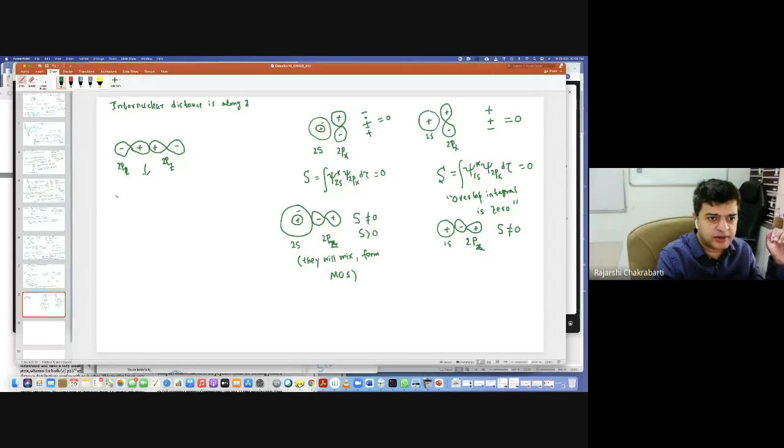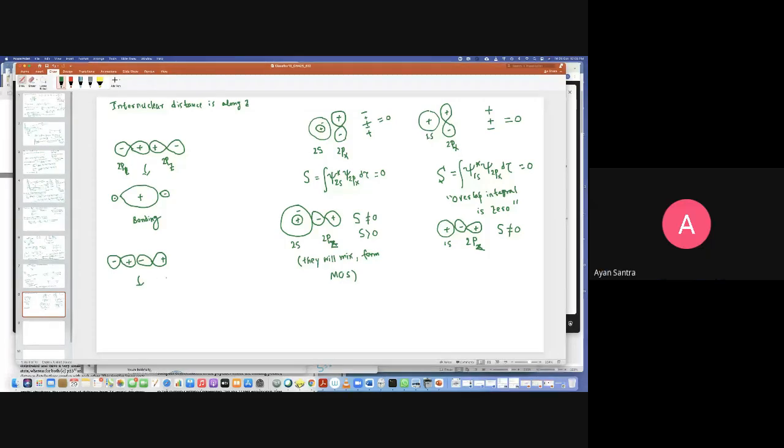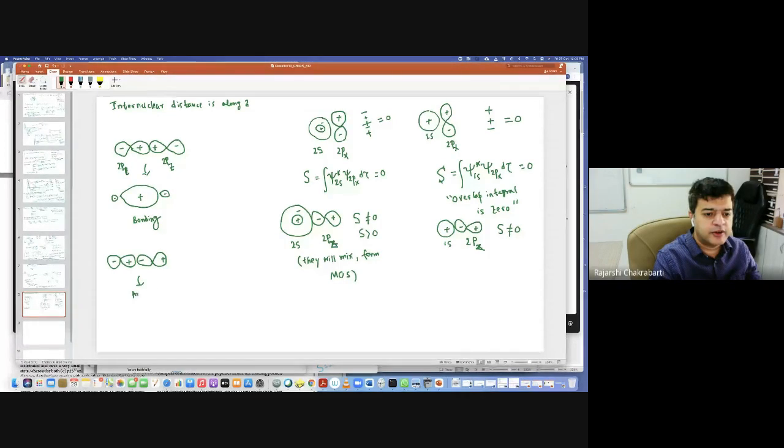So it will have something like this. You remember this, no? This is bonding. How many nodes does it have? Okay, let me check another combination. Another combination is this. So what will happen? This is anti-bonding, no? Anti-bonding would be something like, can anyone tell me how it looks?